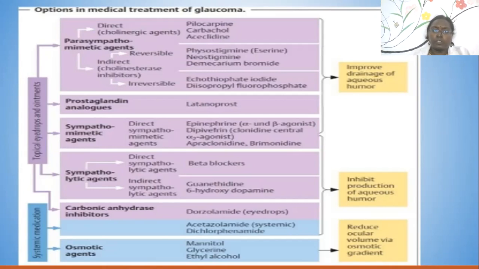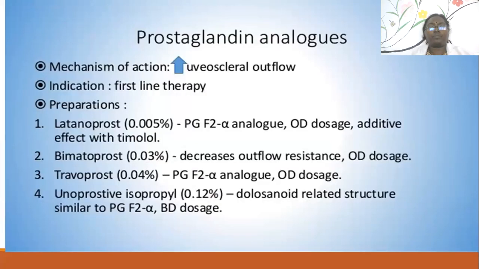Carbonic anhydrase inhibitors include dorzolamide, which is a topical one. Orally, you have acetazolamide, 250 mg BD, and osmotic agents. The osmotic agents and systemic carbonic anhydrase inhibitors reduce the ocular volume. Mannitol has an osmotic property, thereby reducing the ocular volume. Glycerin and alcohol are also there.